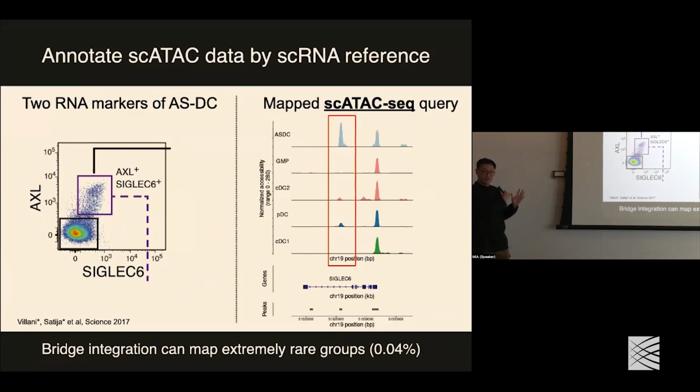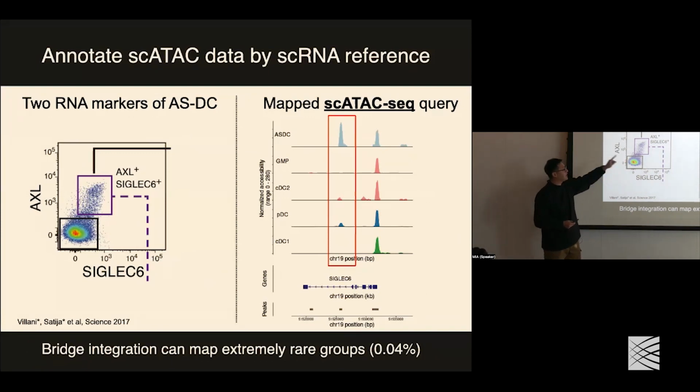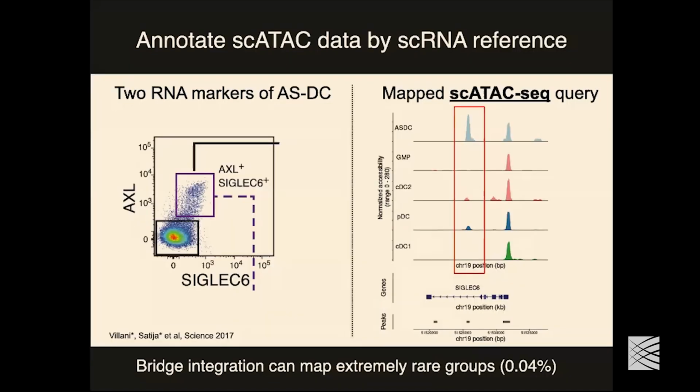Now, because of bridge integration, we identify those cells from the single-cell ATAC-seq. You can see there is a unique enhancer that is only enriched in those ASDC cells from the ATAC-seq profile. The thing is, because it's very rare, without this supervised mapping, there's no way we can identify those populations from the single-cell ATAC-seq alone. And beyond cell type transferring, the cells are in the same space.